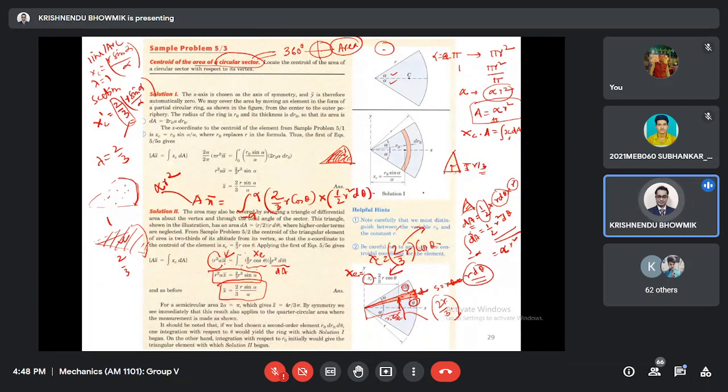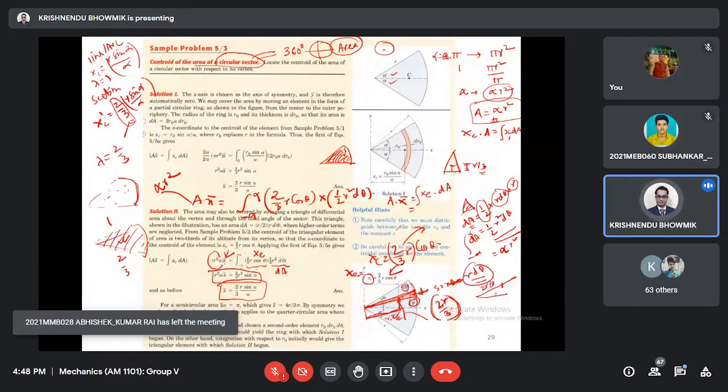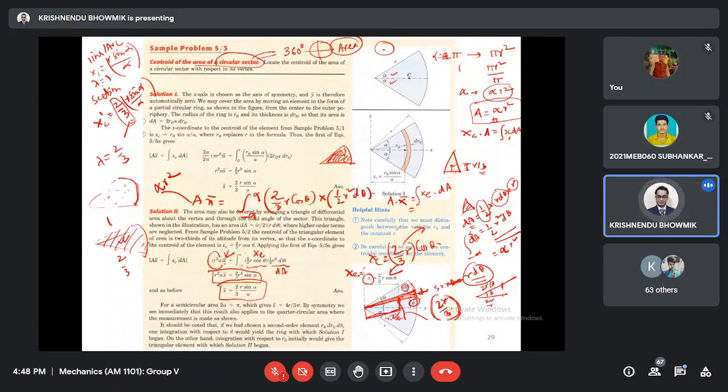Now to calculate the CG location, our expression is A multiplied by x bar equals integral of xe, the elemental x, multiplied by dA. What is the elemental xe? If the total distance is r, the centroid is here. So this distance is two-thirds r, because it is a triangular shape. Take the component: if this angle is theta, this is 2r by 3 cosine theta. That is the elemental xe. So I'll write here 2r by 3 cosine theta.